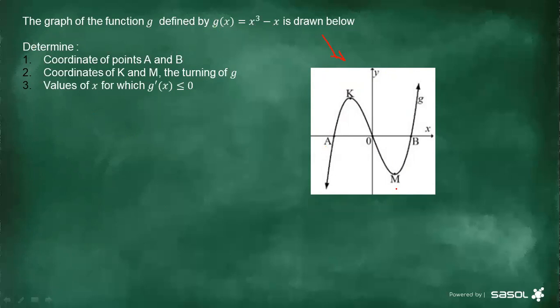The first question says we should determine the coordinates of points A and B. Let's look for point A. You can see this point A and point B. Those are x-intercepts. So remember, when you are looking for the x-intercept, you always let y equal 0. So I think under solution, that is going to be the way forward, letting y equal 0.